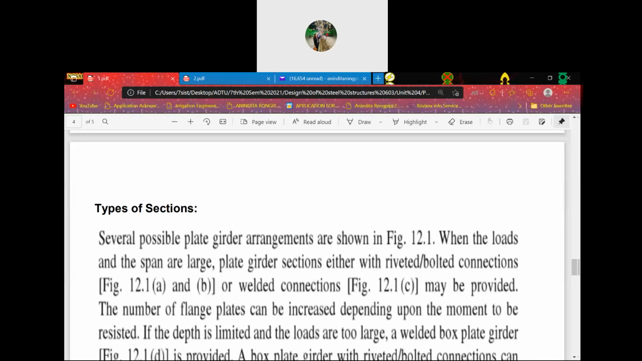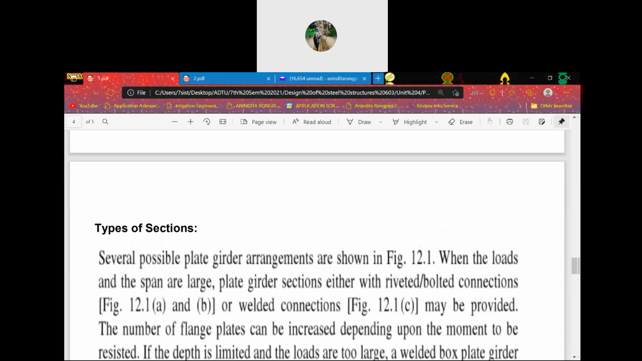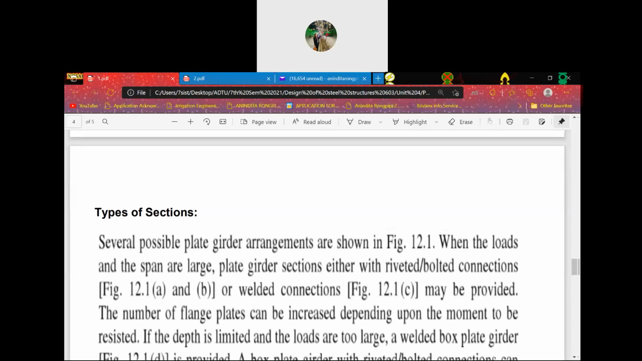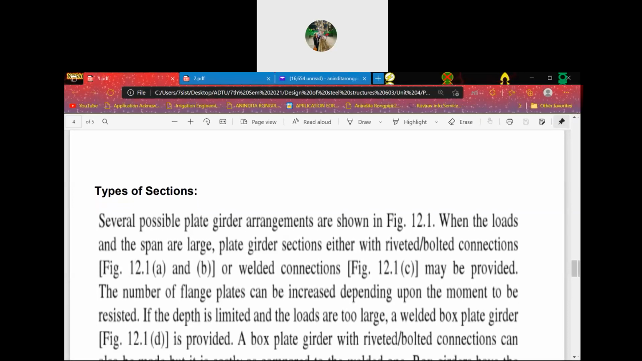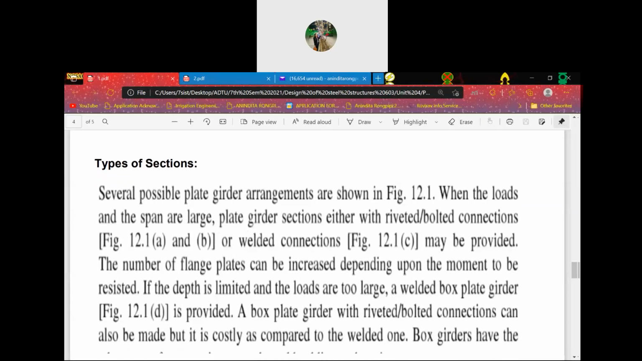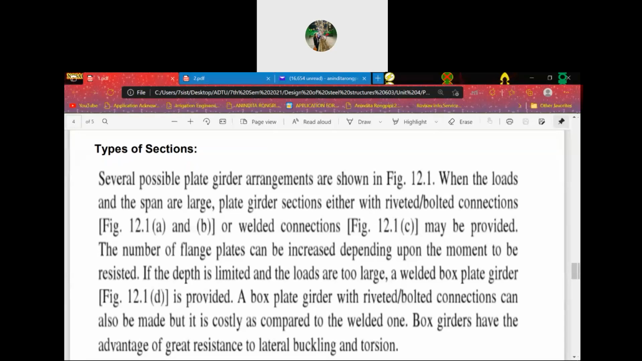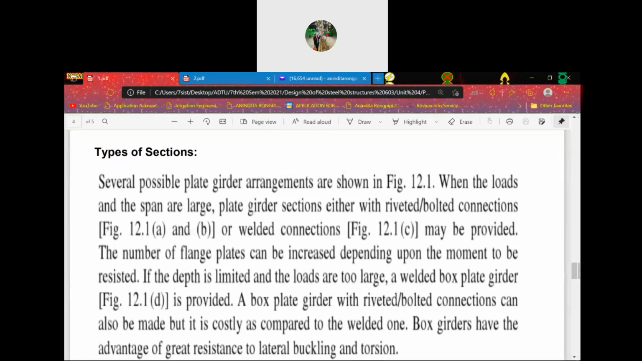Next is the type of section. Several possible plate girder arrangements are shown in figure 12.1. When the loads and the span are large, plate girder sections with riveted or bolted connections or welded connections may be provided. The number of flange plates can be increased depending upon the moment to be resisted.